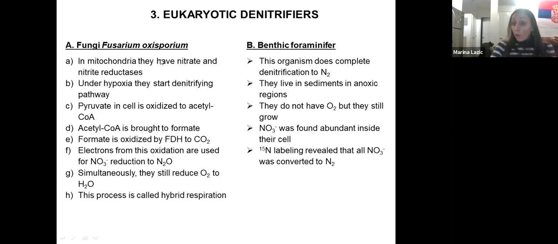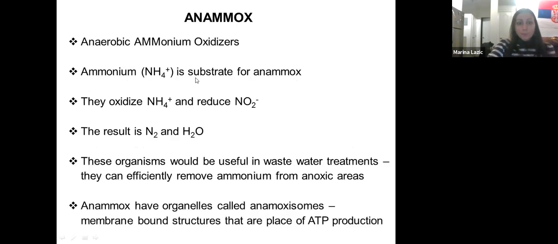They usually live in an anoxic area, of course. They don't have oxygen, but they still grow. And the way they grow is that they accumulate NO3 minus inside the cell. And when a labeling experiment was done, it was concluded that all imported nitrate, NO3, was converted to dinitrogen. So they definitely do denitrification.